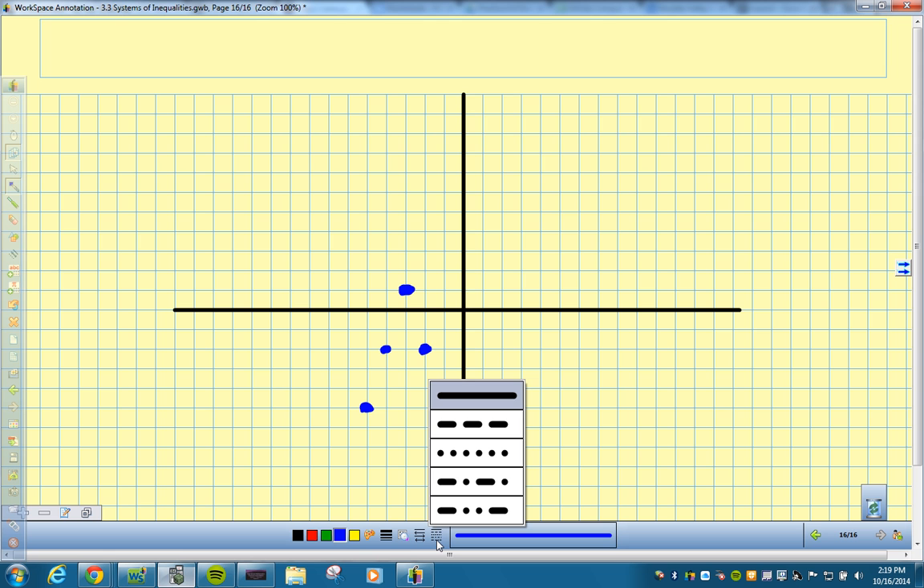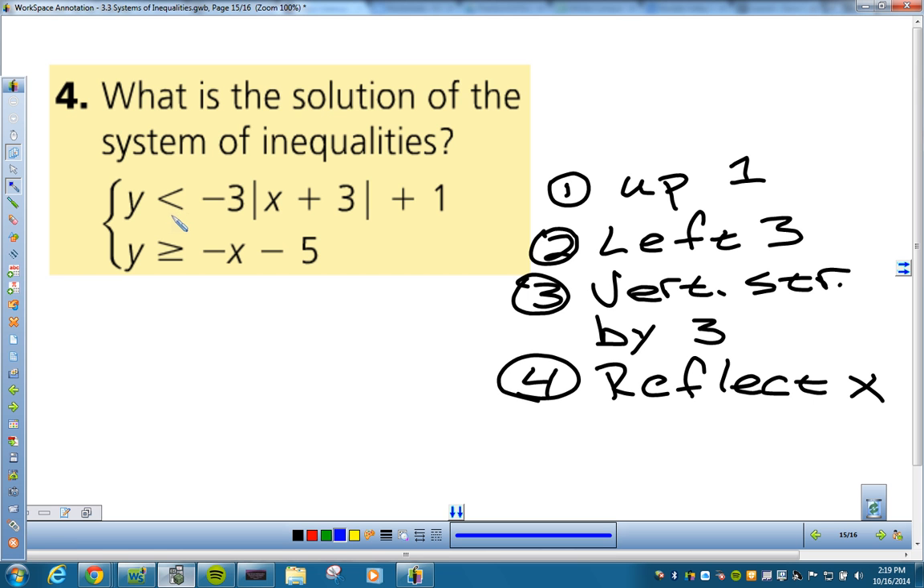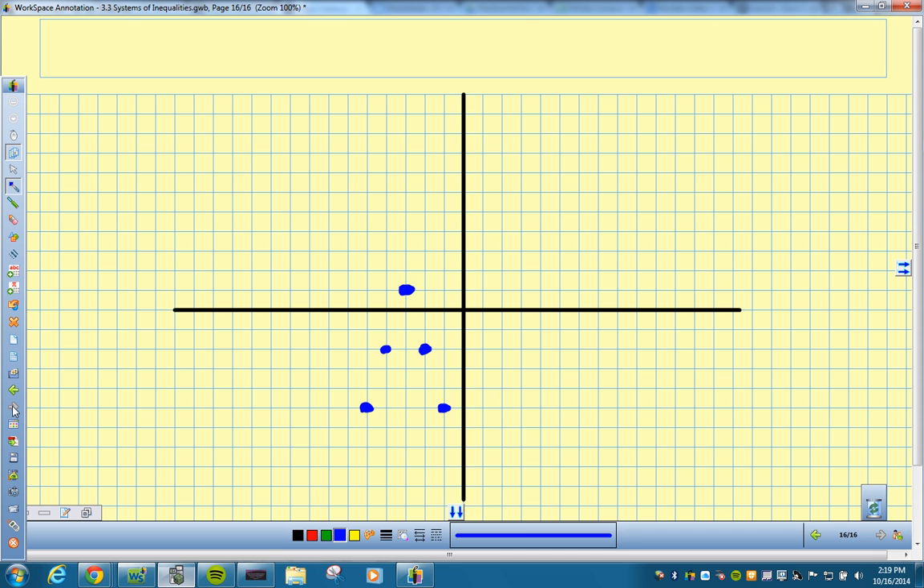So that equation, was it dotted or solid? Dotted right here, right? This one's solid. So we're going to make this line dotted. Oh, I didn't do the line tool, but that worked out okay. Okay, so close enough. So dotted line.